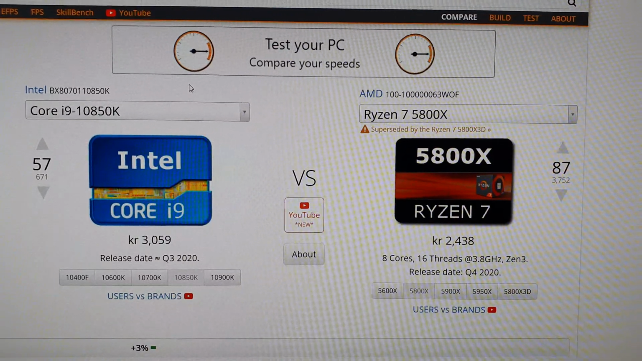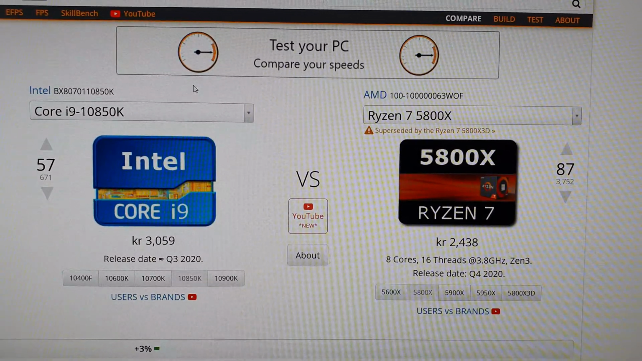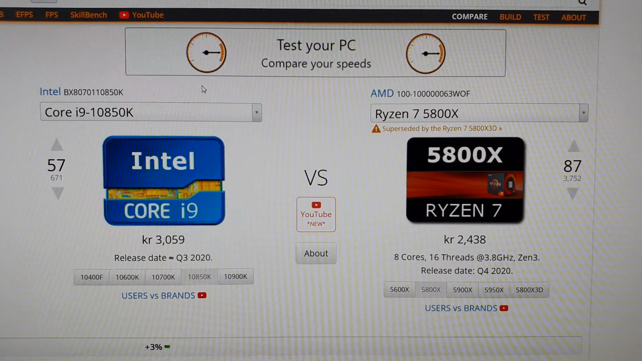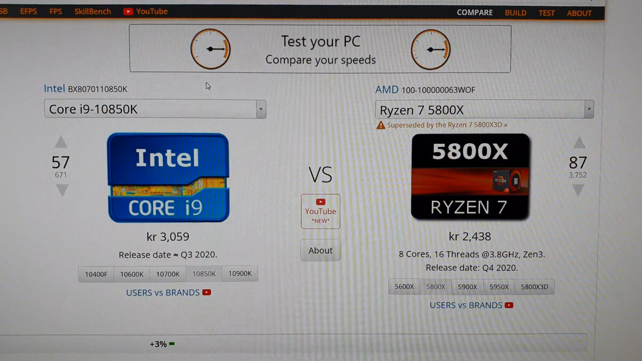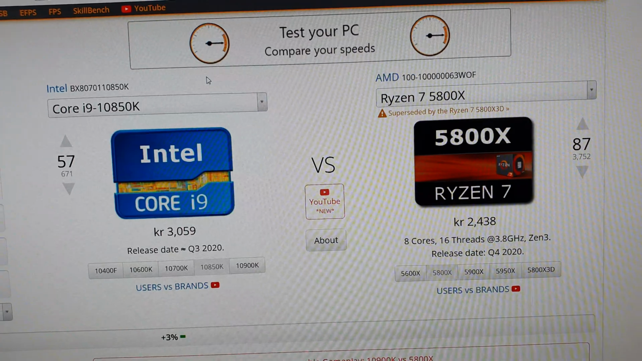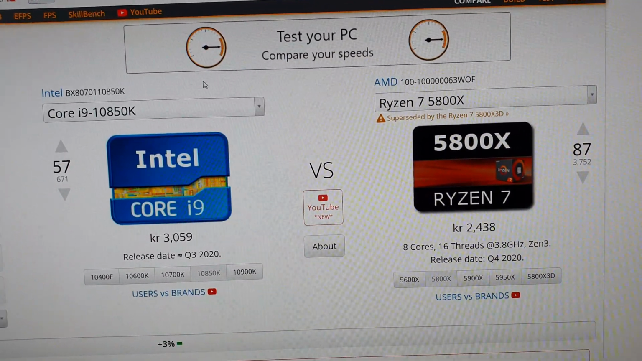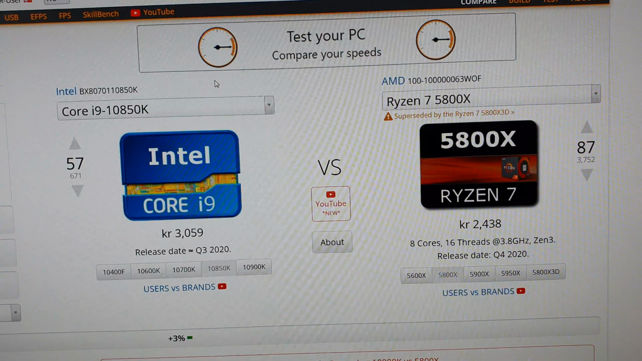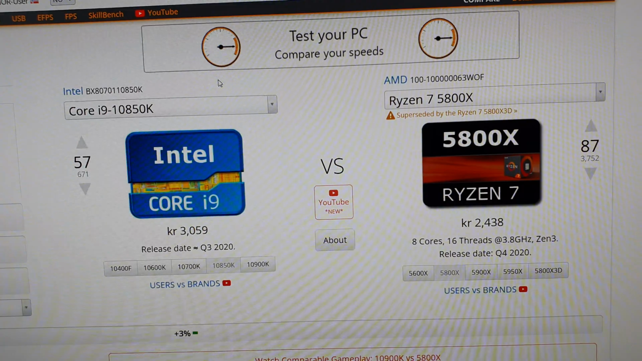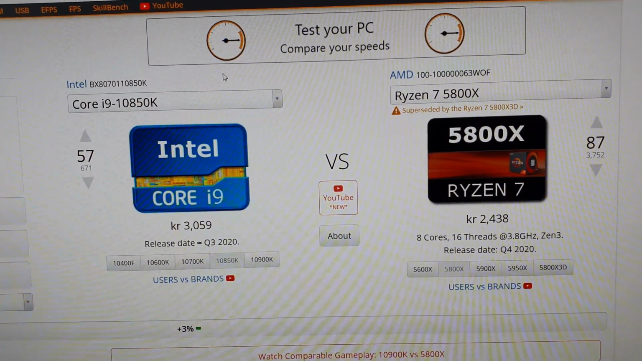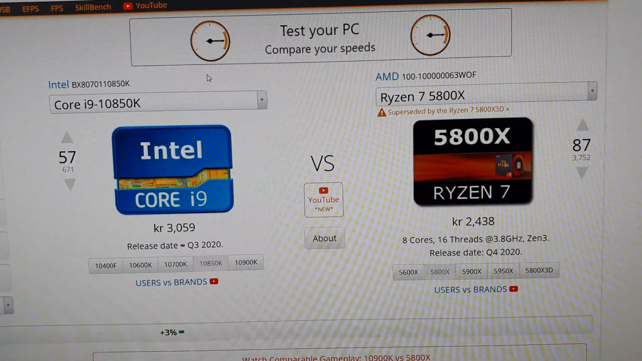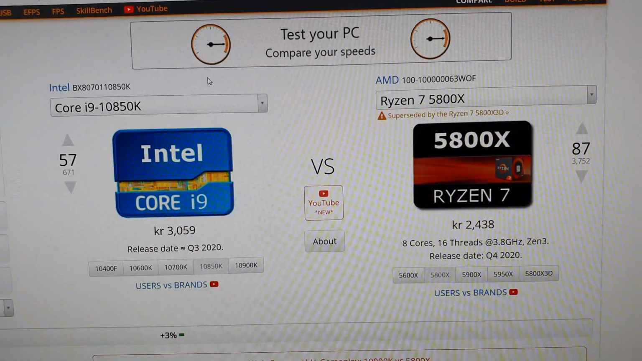If you get a good deal on the Ryzen 7 5800X, you have an awesome CPU, and as you see, you can match it to the i9 for the 9th, 10th and 11th generation. It's a little better than the 9th generation, same as the 10th, 4% less than the 11th. So only the 12th generation can jump over it.